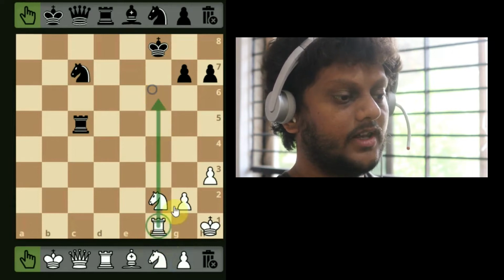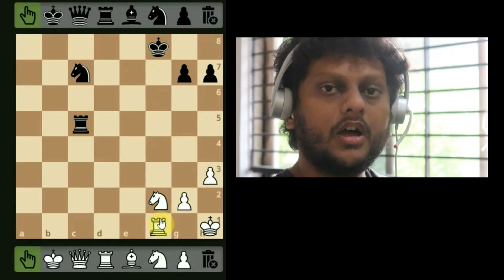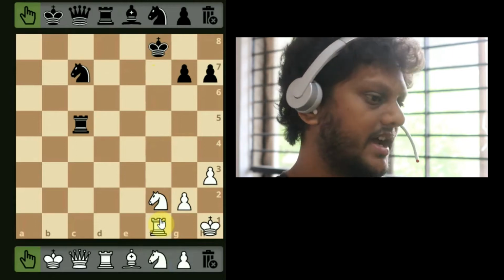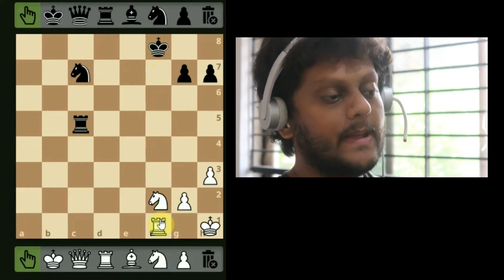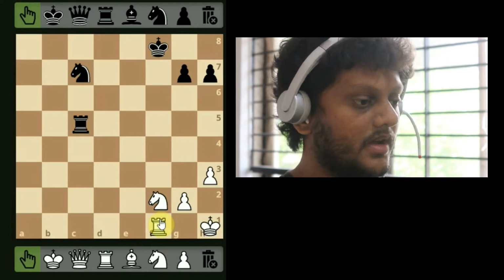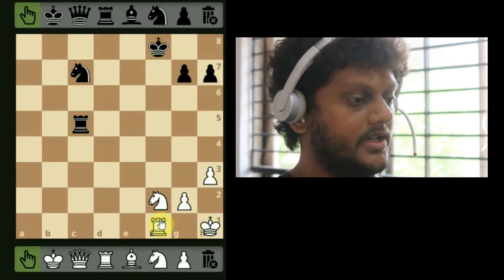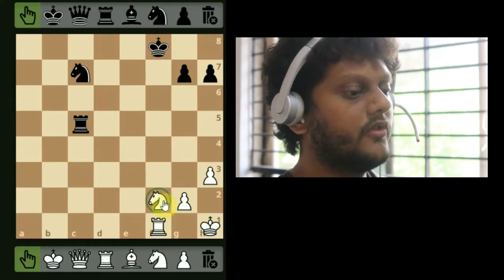If you look at the f-file, your rook is here, knight is here, king is here. Can you think of making a discovered attack here, so that you take advantage of that, and that's going to really affect your opponent who is playing black? So if you pause this video and then come back, I can help you: what happens if you move your knight out of the way?